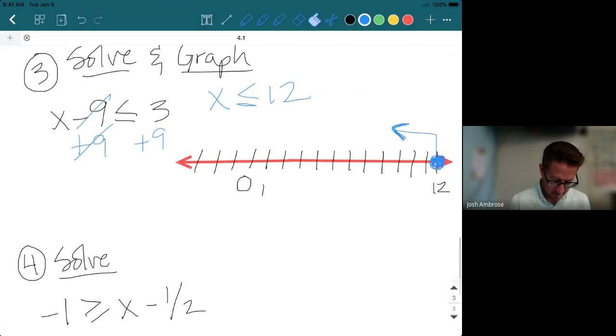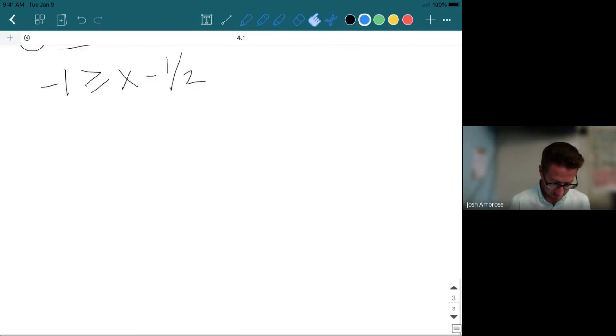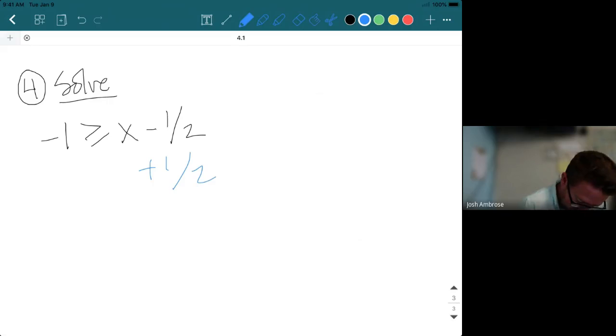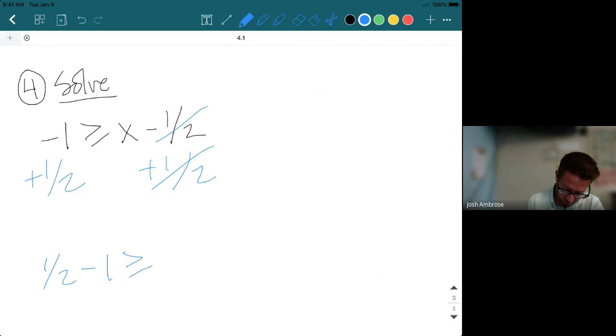Next, let's take a look at this guy, and that's our last one. It just says solve, so we don't have to worry about graphing this one, just solve it. Now I see that the x is on the right-hand side. You're used to having x normally be on the left-hand side. So let's first isolate that x by adding a 1/2 to both sides. That will allow us to cross that out. And basically what we're looking at here is 1/2 minus 1 greater than or equal to x.